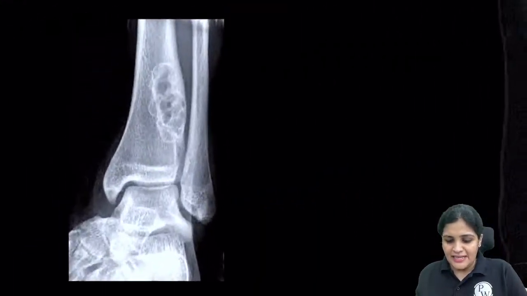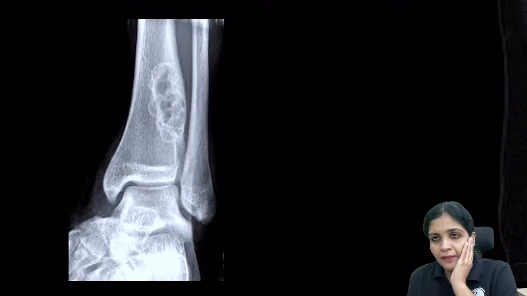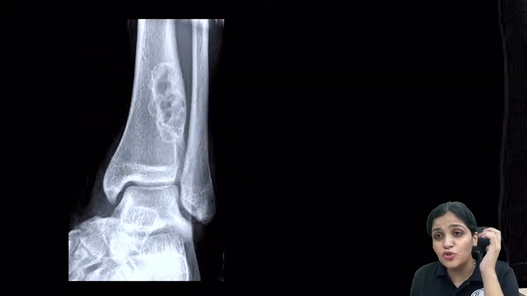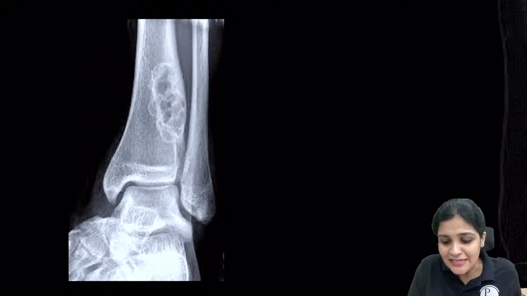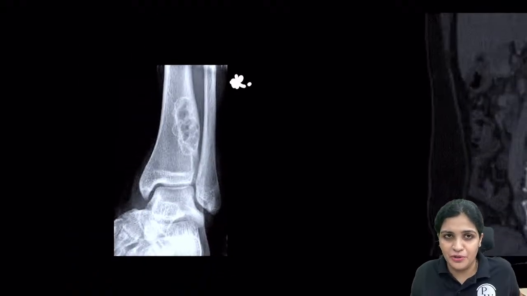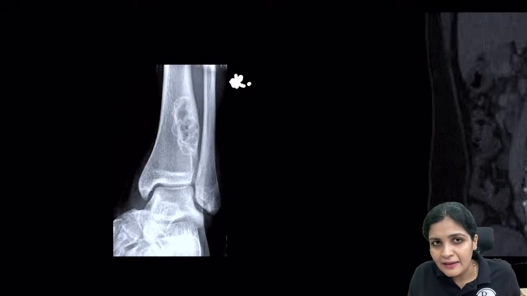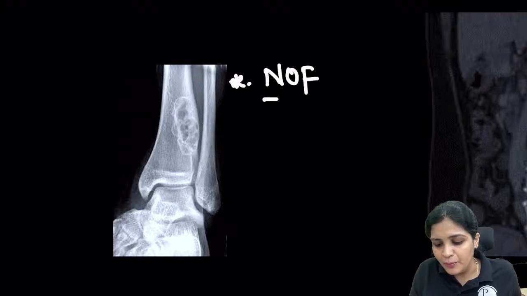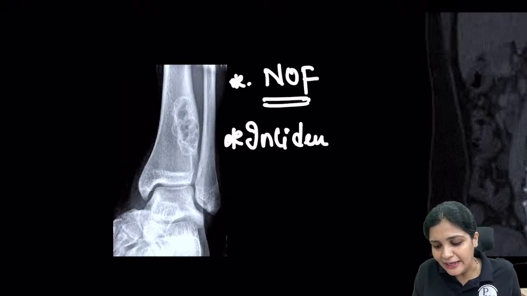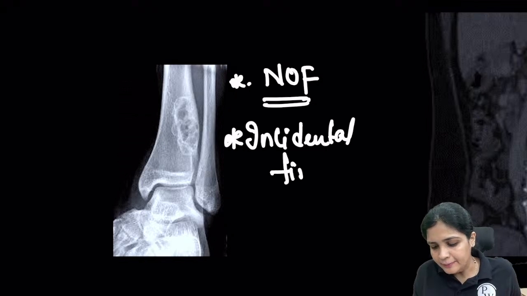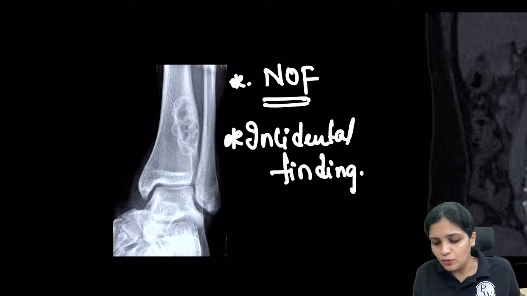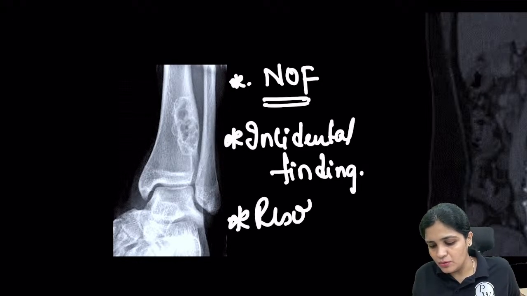Yes, ma'am. Yes. Then what is this? After reading so much of oncology, they might just land you in this particular tumor. So this is what? Any guesses? This is called non-ossifying fibroma. This is not a tumor. This is just an incidental finding which is seen. Nothing to do with it. It will resolve on its own, right?